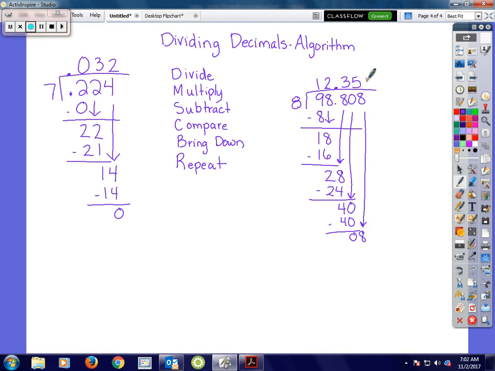8 goes into 8 one time. 8 times 1 is 8. Subtract 0. My answer is 12 and 351 thousandths. So hopefully that is what you got.